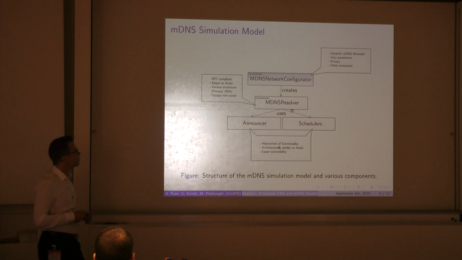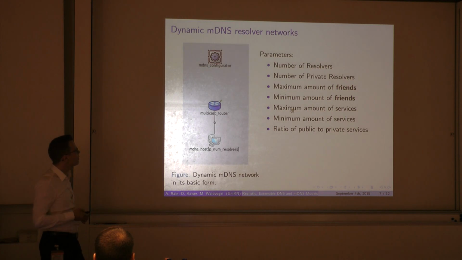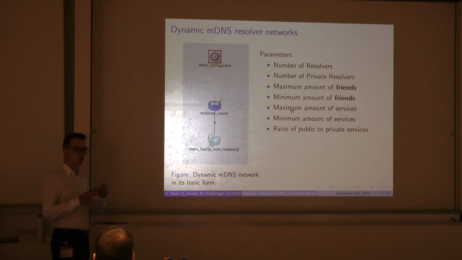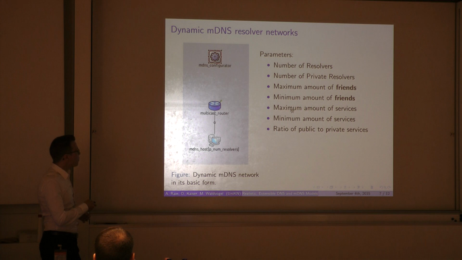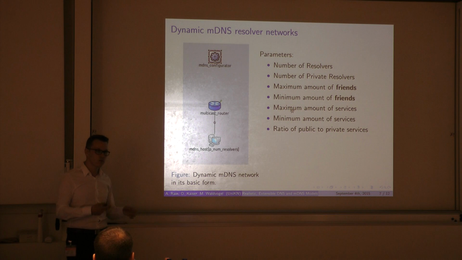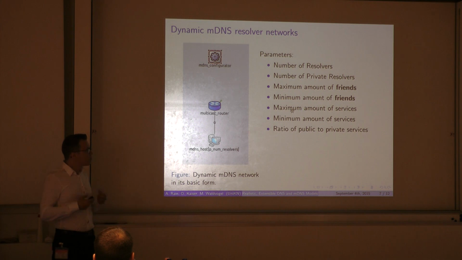Now, as you can see, there's also the simple module, the mDNS network configurator. Basically, you just place it within your network, as you would do with the IPv4 network configurator, and then it will automatically configure mDNS resolvers based on the parameters you have provided. This took quite some consideration from our side, since from the start we wanted to perform larger scale simulations using this model. And now we don't have to configure each node individually and by hand.